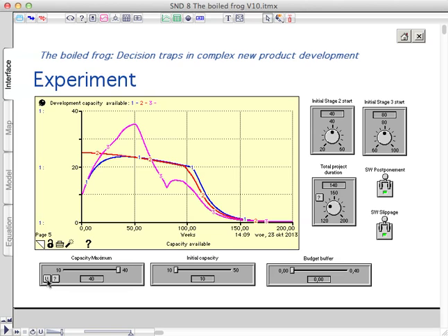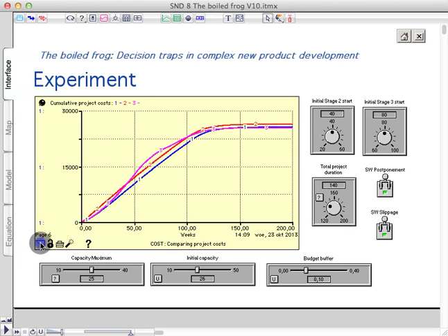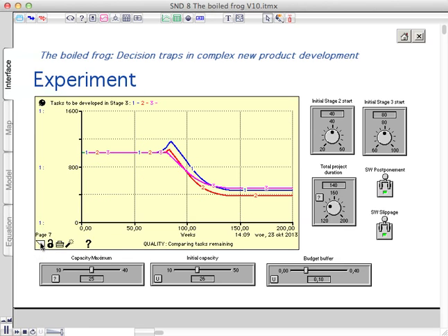What is interesting is if we have this higher initial capacity, so we get fed fast, and we have some possibility to have a budget buffer, for instance, here, and see what that does to our overall project in terms of tasks to be developed. This way we start with slightly more people, but we can also spend a bit more. And these two do combine because you can hire a bit more. I'll add a few things more to it.